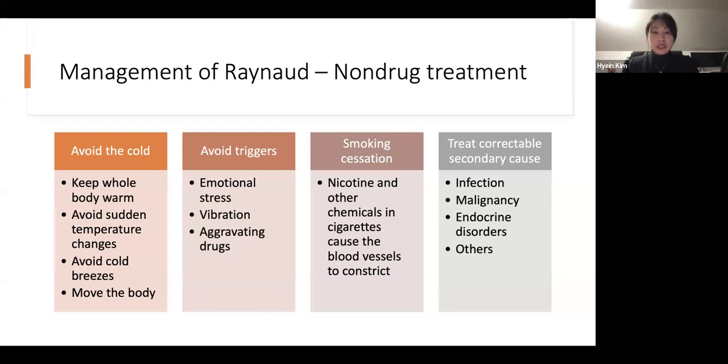Smoking cessation is important, and that's one thing you can certainly do to help your Raynaud as well as your vessel health. And if there are any underlying causes for Raynaud, then obviously treat those. If an infection is causing it, or thyroid disease, or a cancer is leading to it, treating those underlying causes will improve Raynaud as well.